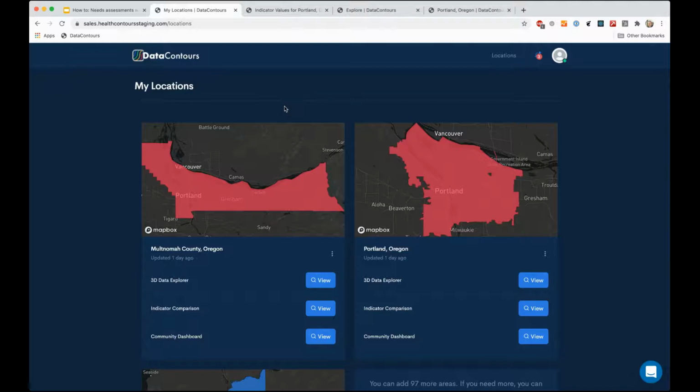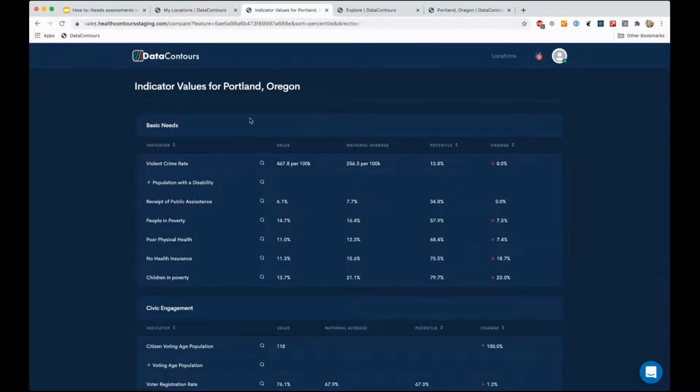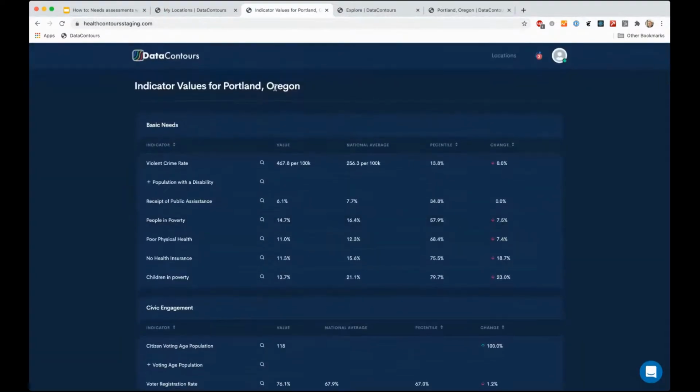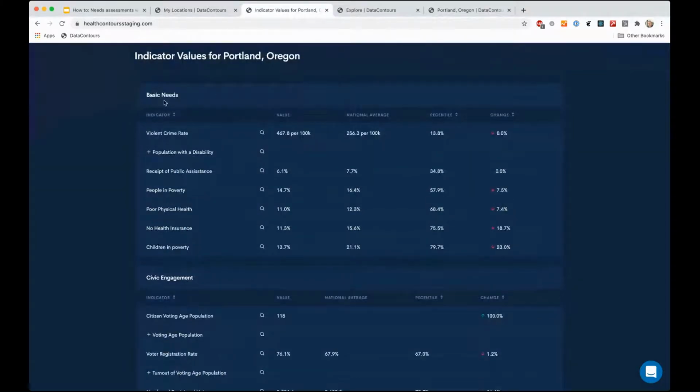So as you go ahead, the key place to start as you're thinking about a needs assessment is the 50,000 foot level. And so we like to start with the indicator comparison, because this gives you a high level view of all of the indicators in the platform for a particular location that you've specified. So here we've got Portland, and you'll see we've got the indicators organized by category, and these roughly map to a framework called the 7 Vital Conditions for Community Health and Well-Being.